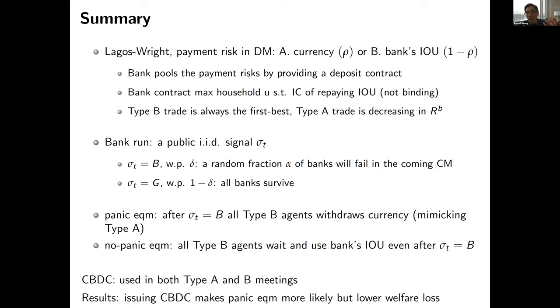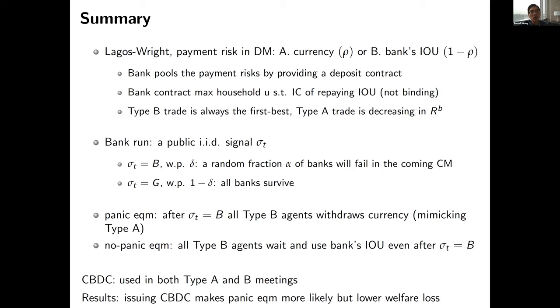In the old days, withdrawing currency was of no use for you. You could not use it as a payment. But now withdrawing CBDC is good for you. You can use it for payment. But because you have more use for the CBDC, the welfare loss is lower. So then you can see the trade-off between financial stability and more efficiency, in the sense of the lower welfare loss. So that is the big picture of the Steve paper.